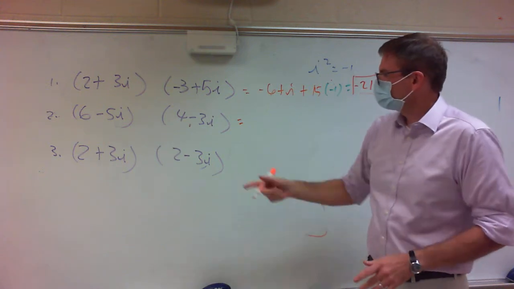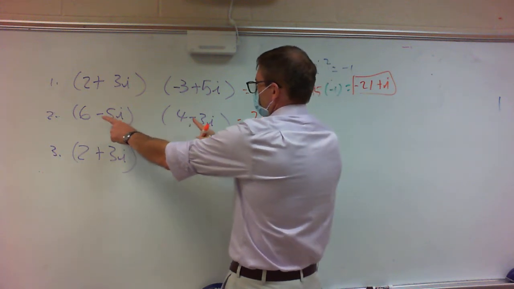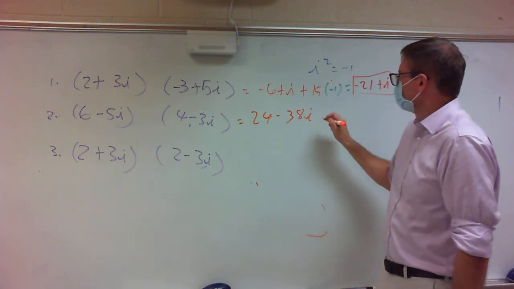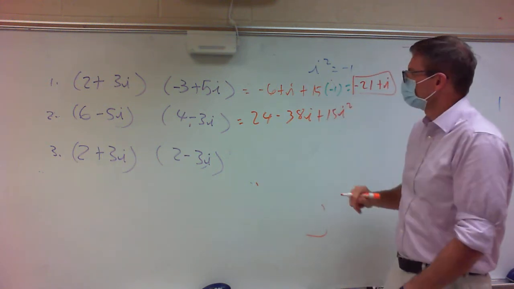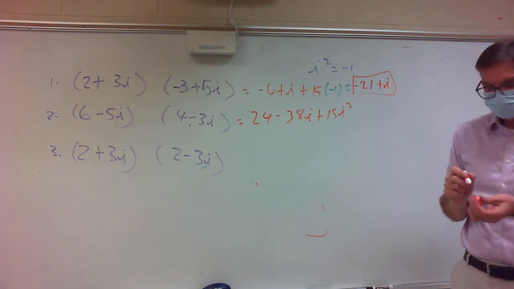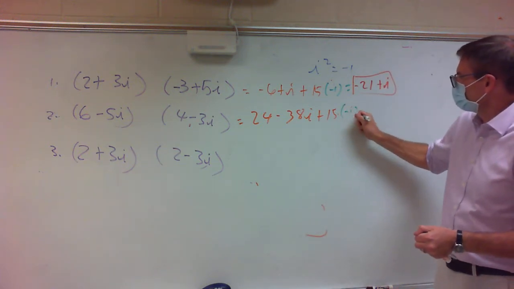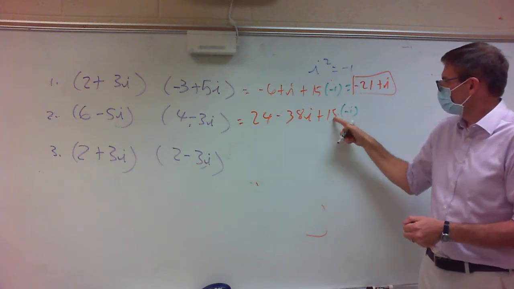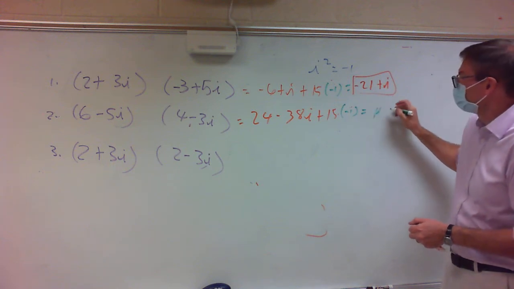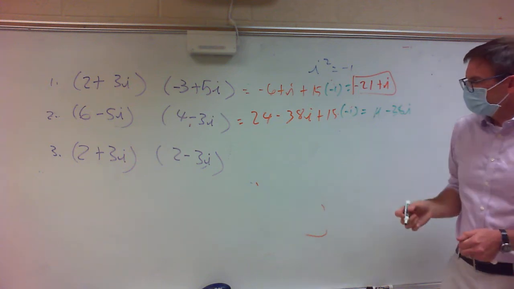Same thing over here. We're going to get 24, minus 20i minus 18i gives me minus 38i. Then I get plus 15i squared. But since I have an i squared, I'm going to have to change that to a negative 1. And so that's going to be 24 minus 15, so I end up with 9 minus 38i. All right. And the last one.